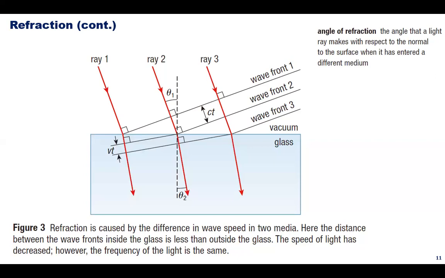This effect causes a wavefront to bend at the point where they enter the glass, which means that the light rays bend towards the normal as they enter the glass. The result is that θ2 is less than θ1. The angle θ2 between the refracted light ray and the normal is called angle of refraction, as we have discussed earlier, and is often written as θr.